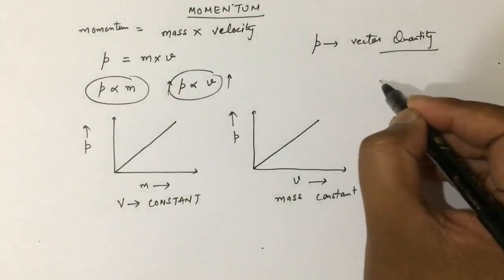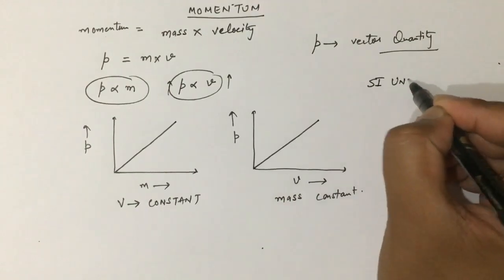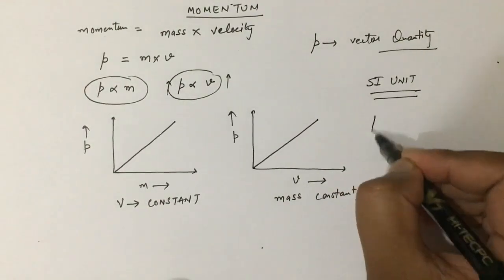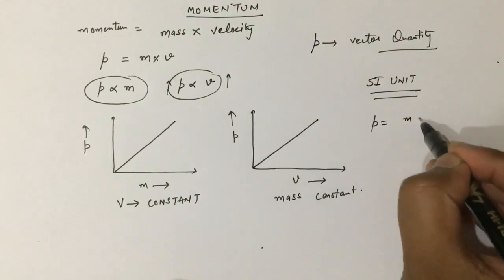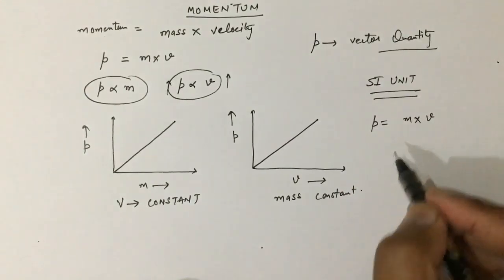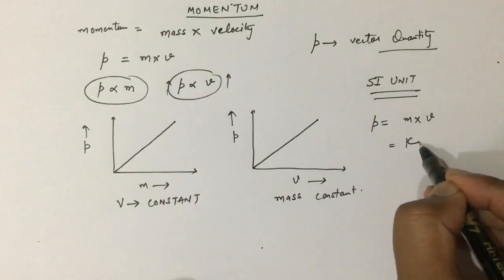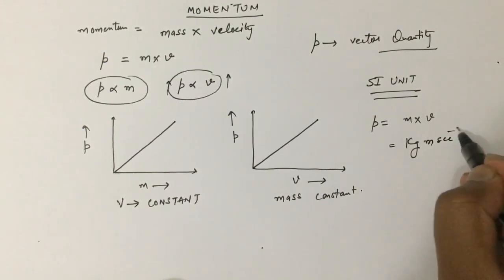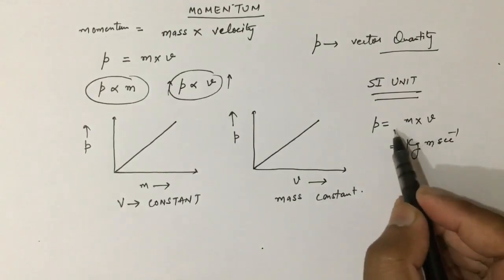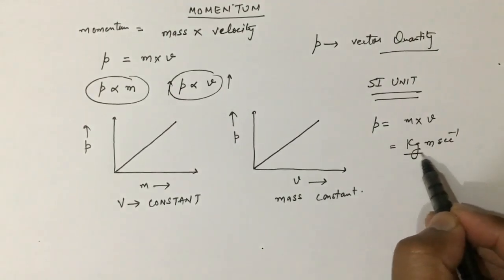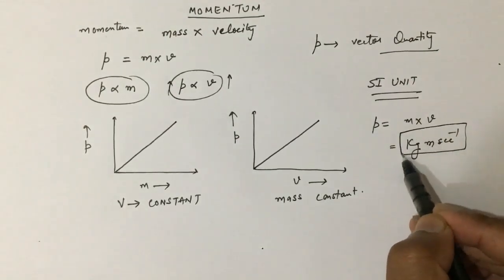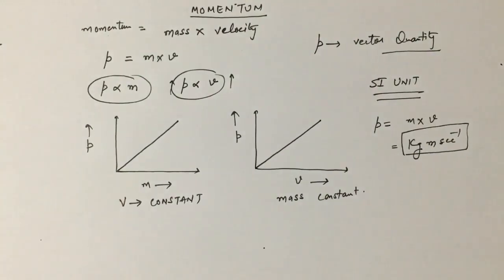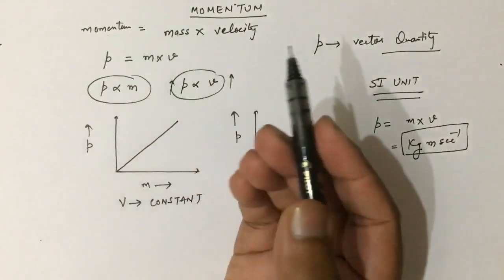Now let us discuss the SI unit of momentum. The formula of momentum is mass into velocity. The SI unit of mass is kilogram. The SI unit of velocity is meter per second. So the SI unit of momentum becomes kilogram meter per second. Clear?